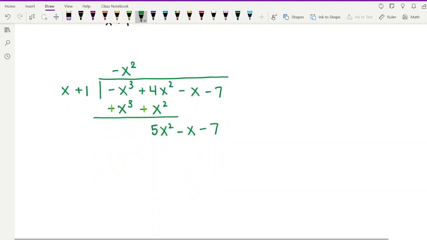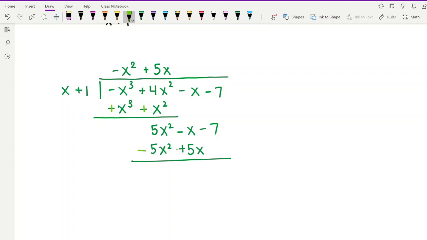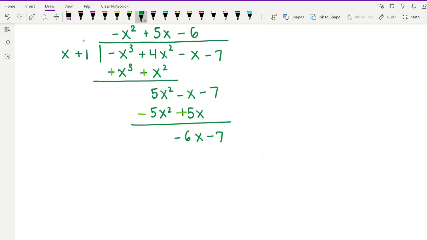Now we divide x into 5x squared, and that's going to be 5x. We multiply and get 5x squared plus 5x. Then we subtract, so these both become minus, and we now have negative 6x minus 7. Now we divide x into negative 6x, and that is negative 6. Then we multiply negative 6 and get negative 6x minus 6. We subtract this, so these both become positive, and we're left with negative 7 plus 6, which is negative 1.